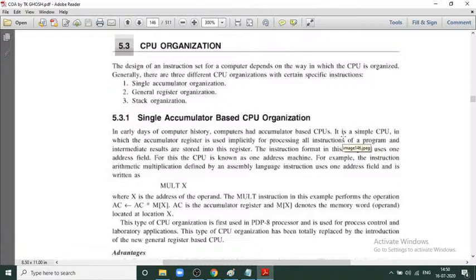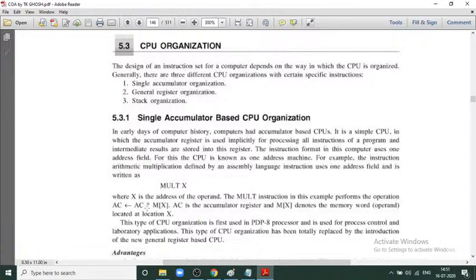So the instruction format in this computer uses one address field. For this, the CPU is known as a one address machine and the instruction is known as a one address instruction. For example, if we want to perform an arithmetic multiplication, it can be defined by an arithmetic assembly level language instruction that uses one address field, such as MULT X. You are observing MULT stands for multiplication.